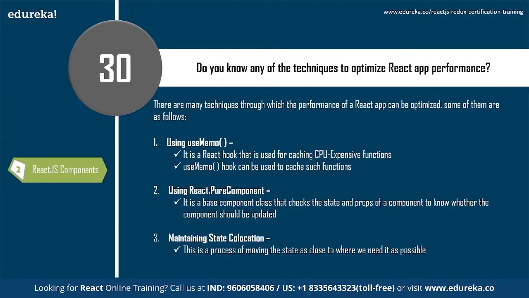And when I say maintaining state colocation, this is the process of moving the state as close to where we need it as possible. Sometimes in a React application, we have a lot of unnecessary states inside the parent component, which makes the code less readable and harder to maintain. Not to forget, having many states inside a single component leads to unnecessary re-renders for the component, and it is better to shift states which are less valuable to the parent component to a separate component.